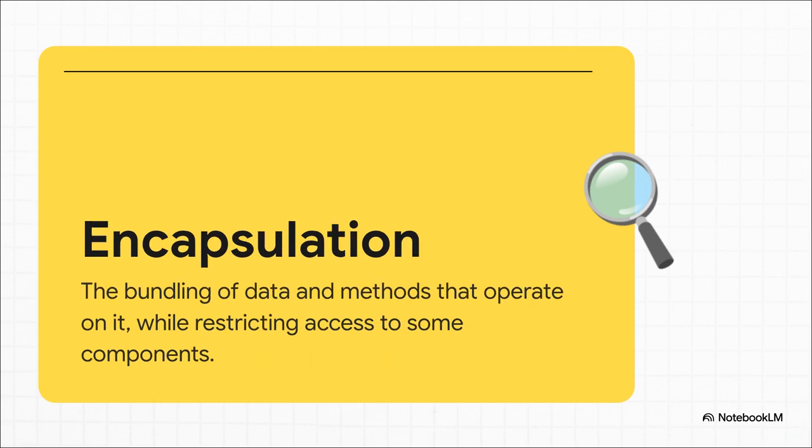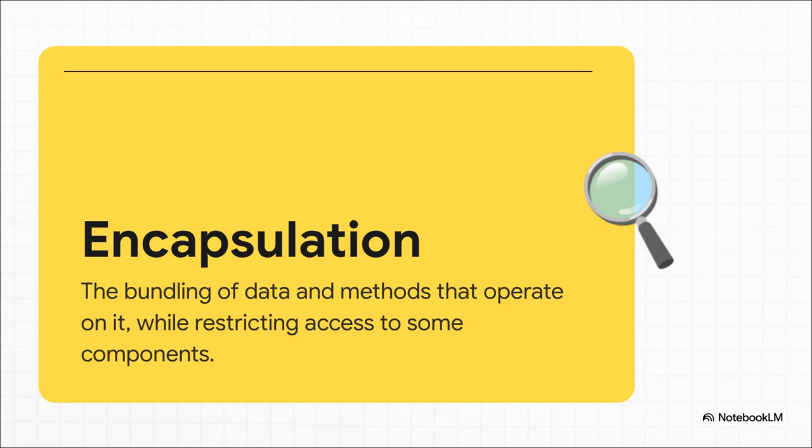Next, encapsulation. This one is all about protection and control. I want you to picture a protective capsule around your object's data. You don't want other parts of your code to just reach in and change the object's speed whenever they feel like it. Instead, you provide public methods like accelerate and brake.